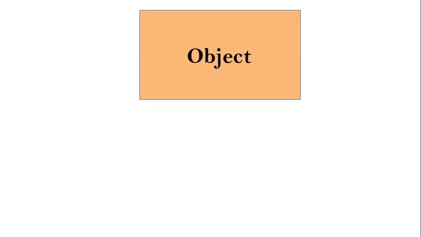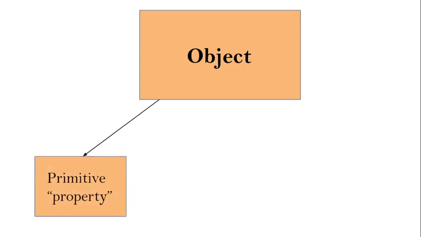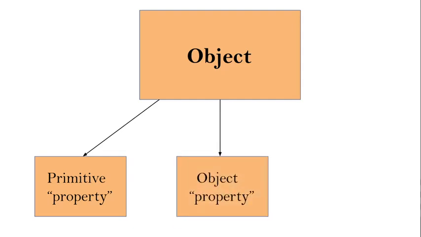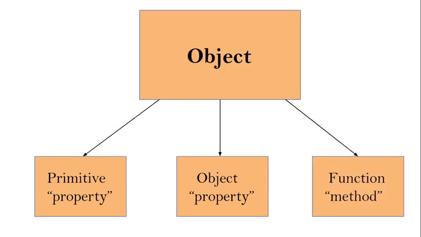An object, like we said, is a collection of values that are given names. But what values are we talking about? Well, an object can have properties and methods. An object can have primitive data sitting on it, which we call a primitive property, and an object can have another object connected to it as a child, which we call an object property. An object can also contain a function, but in this case the function is called a method when it's sitting on an object.